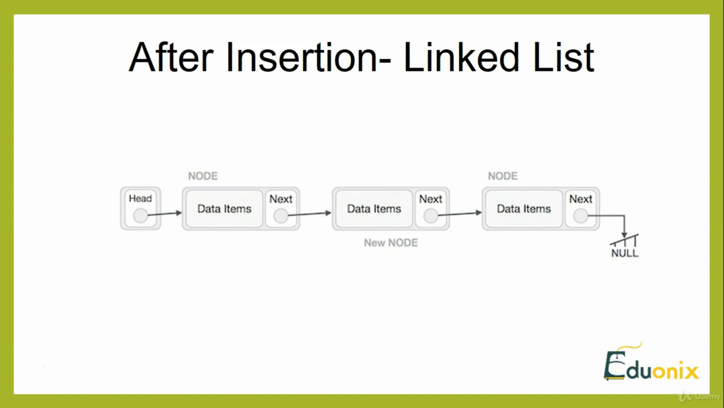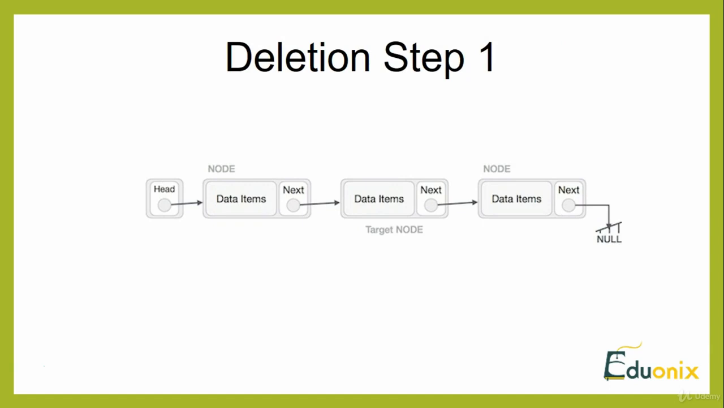So let's check the deletion operation. Here, deletion step number 1 does the same thing. Deletion is also a more than one step process, so we will learn this with the help of a pictorial representation. First, locate the target node. The target node to be removed is found by a search algorithm.